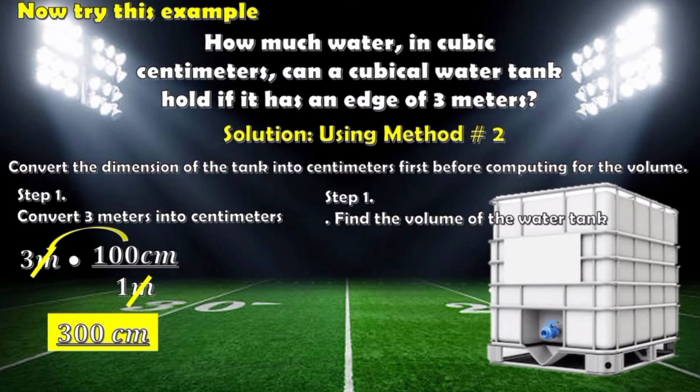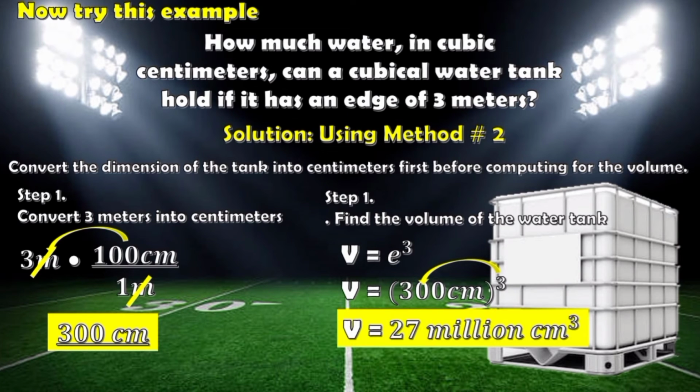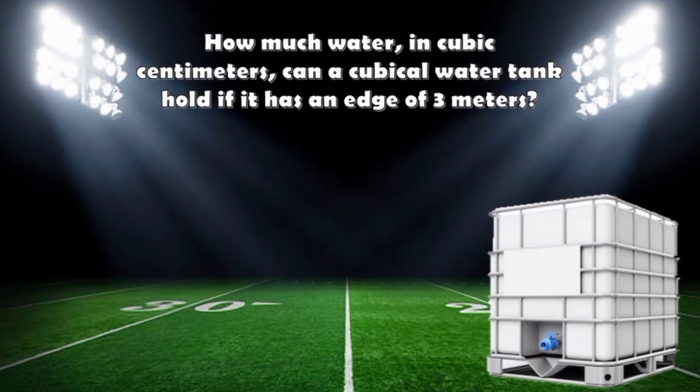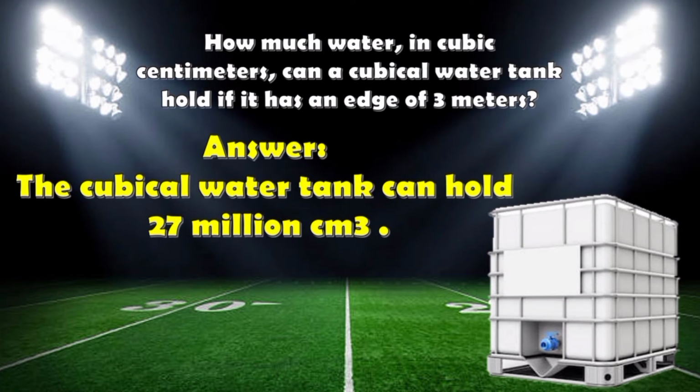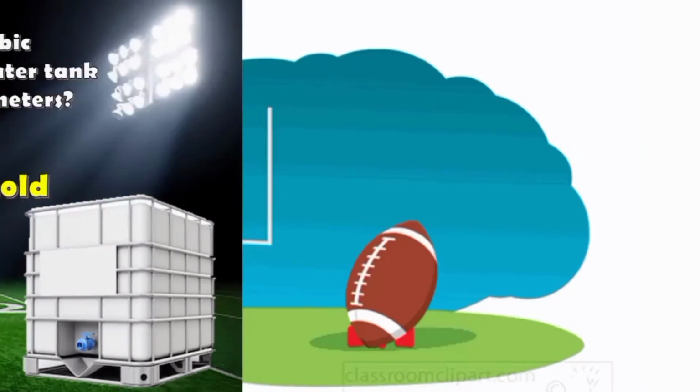Then step 2. Find the volume of the water tank. Volume is equal to e cubed. Substitute the value. We have 300 centimeters to the third power. 300 times 300 times 300. The answer is 27 million cubic centimeters. So in this given problem, our answer is the cubical water tank can hold 27 million cubic centimeters.